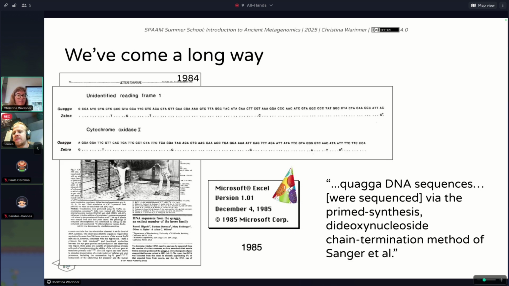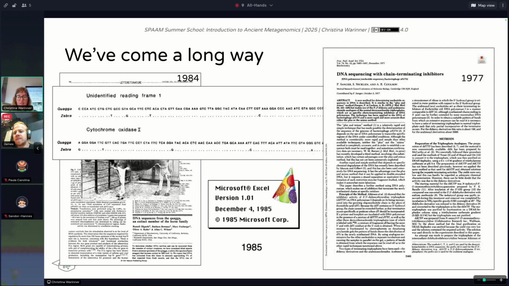Now, the way they described sequencing this DNA, they said quagga DNA sequences were sequenced via the primer synthesis dideoxynucleoside chain termination method of Sanger et al. And that's in reference to a paper published by Fred Sanger and his colleagues in 1977. This is the so-called Sanger method of genetic sequencing that James mentioned yesterday. This was the first method that allowed us to truly sequence DNA in a modern way.